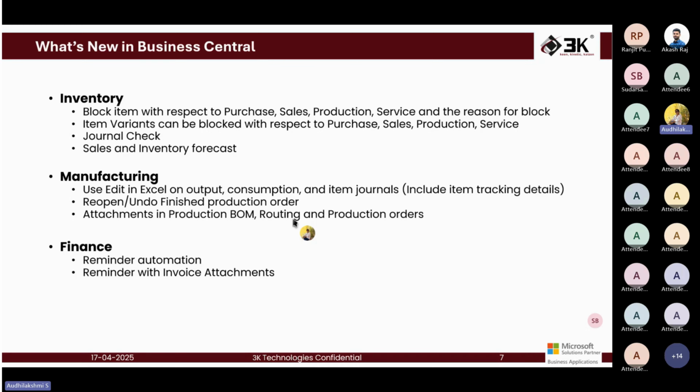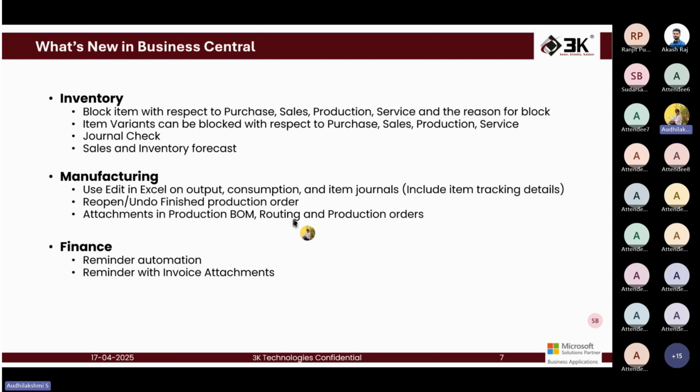In inventory, we have a few features that have been enabled. The first one is with respect to blocking an item, and also specifying the reason for why it is blocked. Of course, we had blocking of an item previously also, but it was a general block. But right now, the enhancement we have got is blocking an item based upon the transaction, that is purchase, sales, production, or services. So we can define which activity we would like to block.